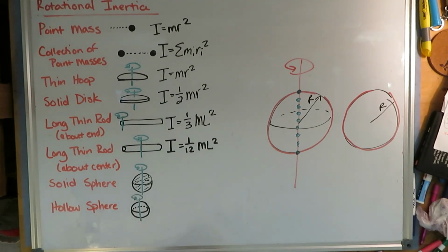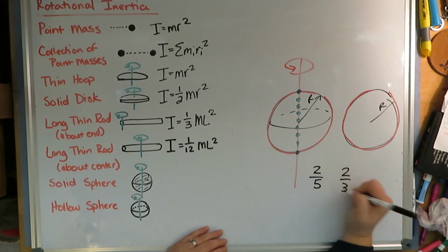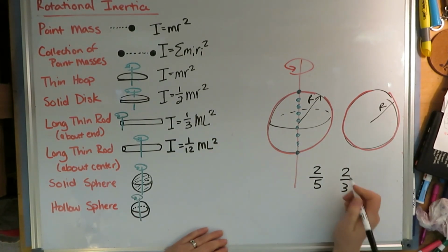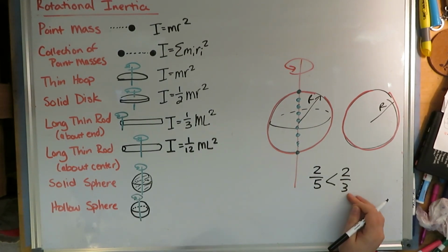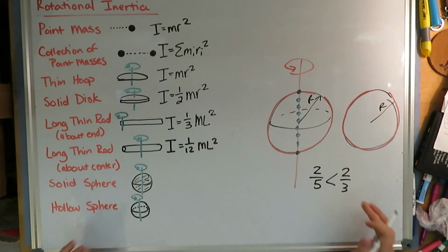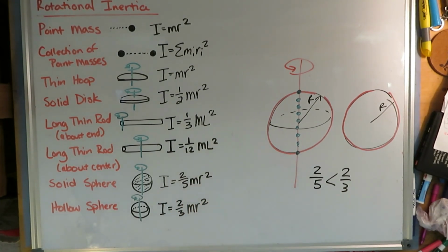I always have a hard time remembering which is which right away. The fractions are 2/5 and 2/3. Since 2/3 is a larger fraction, it belongs to the one that has higher rotational inertia. The hollow sphere has higher rotational inertia, so it's 2/3 mr squared, and the solid sphere is 2/5 mr squared. Like I said, these are formulas that you want to memorize. These are good to have in your head. They're not on the formula sheet.